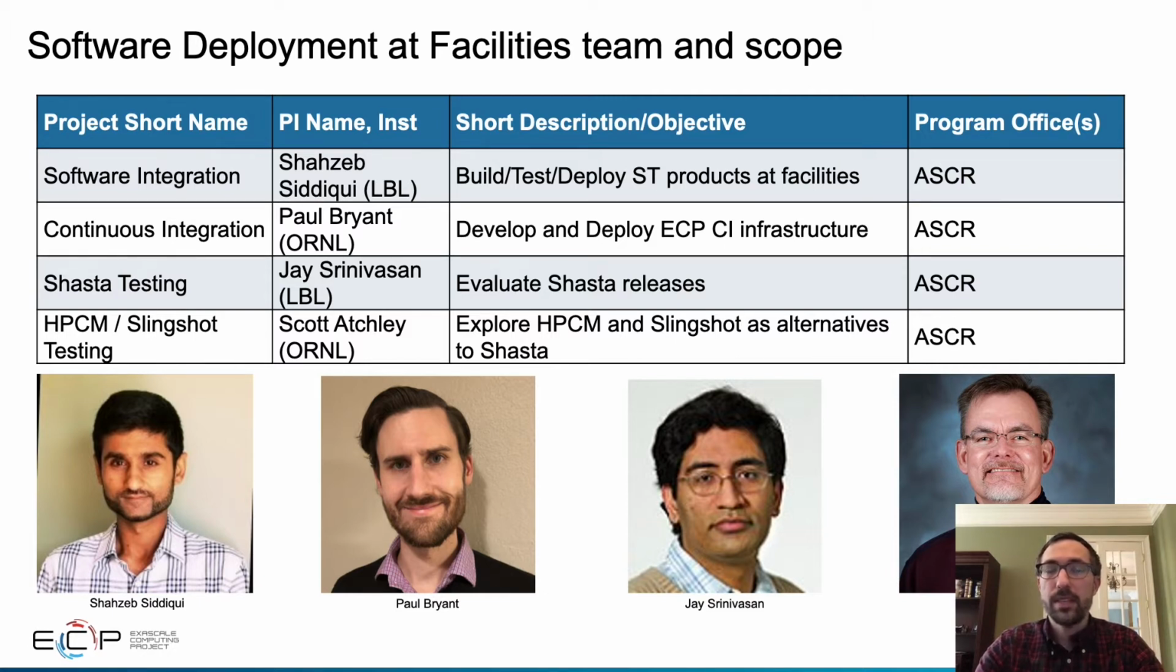The Shasta testing team, led by Jay Srinivasan from Lawrence Berkeley Laboratory, evaluates Shasta releases to make sure that the system software will be compatible with the Exascale Computing software stack. And Scott Ashley from ORNL leads the HPCM and Slingshot testing effort. And they are exploring those two technologies as alternatives to pieces of the Shasta software stack in order to understand and help reduce the risk to ECP.